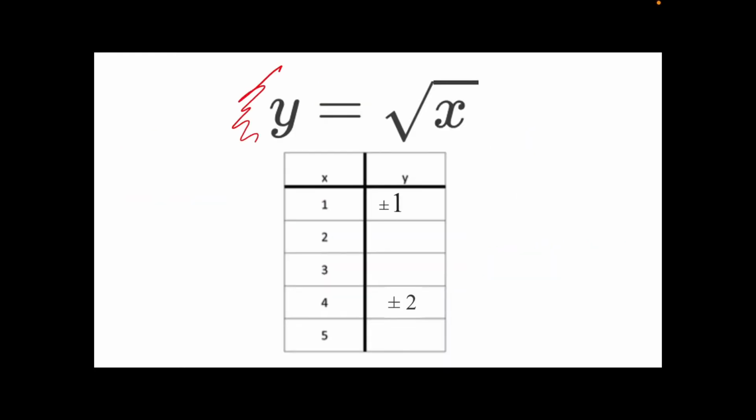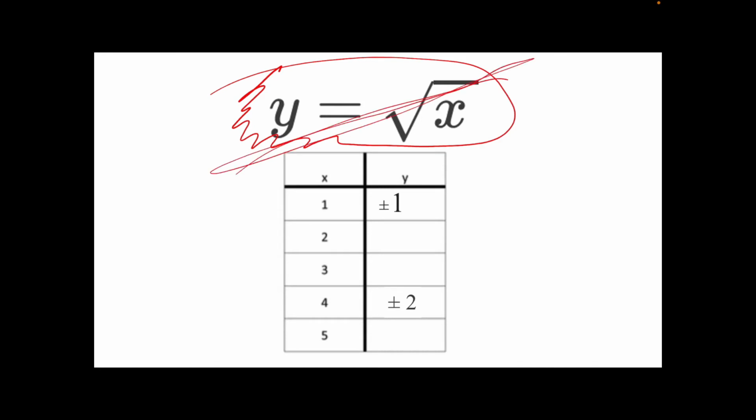Now, this may look like a function right here, but it actually isn't. This is because, let's say our input was 4. So let's say we're trying to find the square root of 4. Well, the square root of 4 is 2, right? Well, it's also negative 2. And if it's positive and negative 2, then we just write this symbol right here, this plus with this minus.